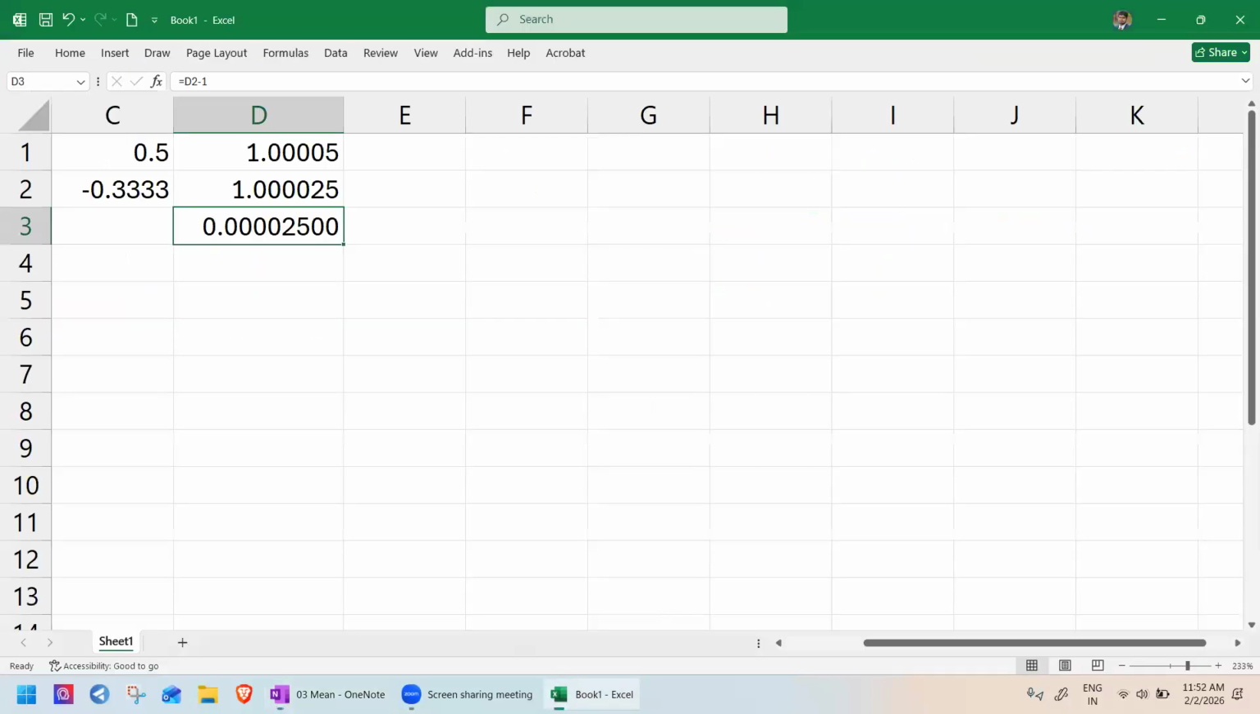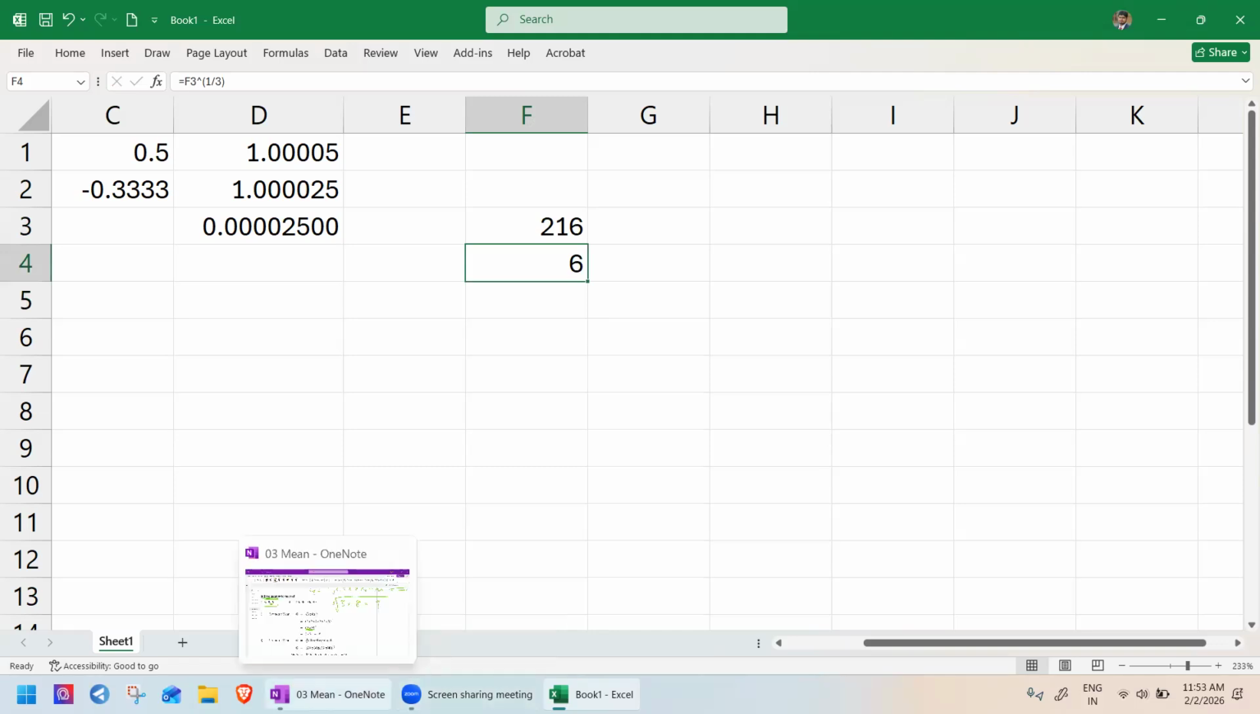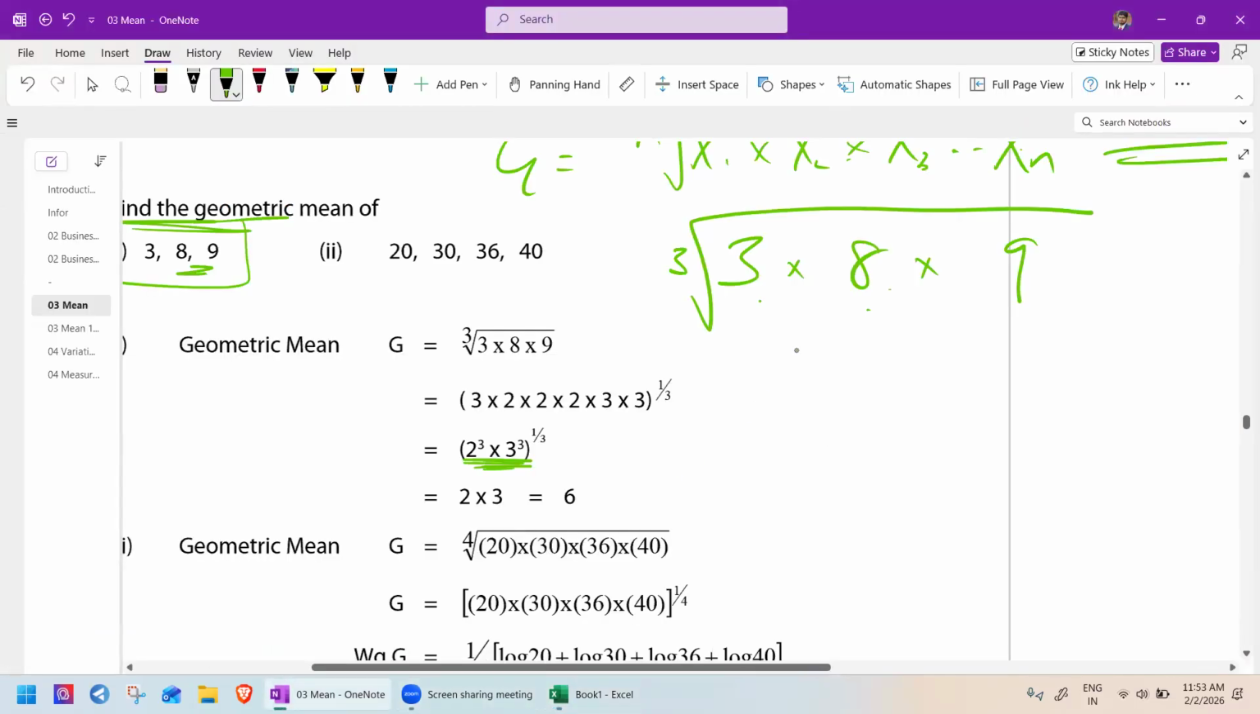2 into 3, 289. Here 3, 8, 9, at 216, and we can find the square root. So no, not square root actually. We can take the power, right? Power 1/3. Then we can get 6, right? We can get the value 6. It should be 6.